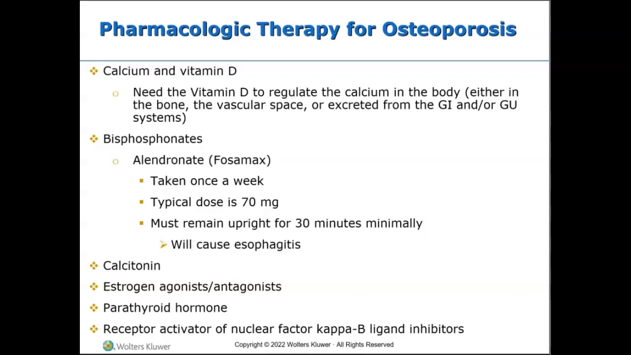So bisphosphonates, like alendronate or Fosamax, are usually taken once a week. Typical dose is 70 milligrams. And it's important to educate the patient that they must remain upright for at least 30 minutes after taking their weekly dose, as it can cause esophagitis, which is inflammation of the esophagus, the tube that runs from the throat to the stomach, right? So it's very, very important they stay upright for at least half an hour after taking this medication.